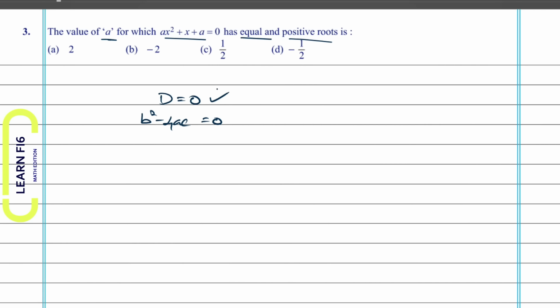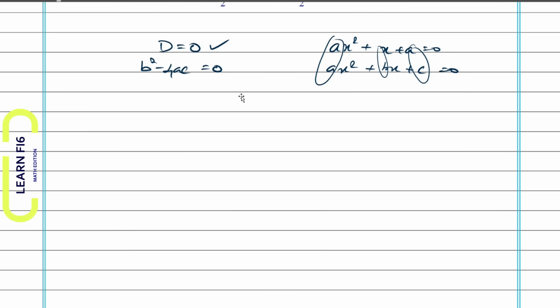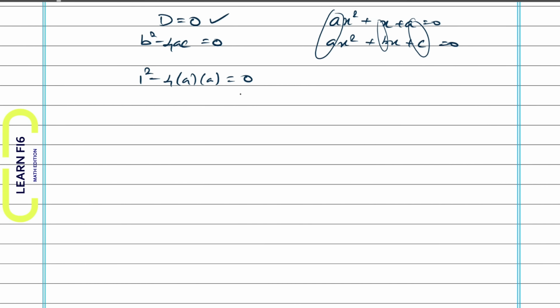You can compare the given equation, that is ax square plus x plus a, with the standard form of quadratic equation ax square plus bx plus c is equal to 0. So the a value is a, the b value is 1, and the c value is also a. Okay, so just put them together. We will get, instead of b we put 1 square, minus 4 times a times a, which is equal to 0, and you can simplify this.